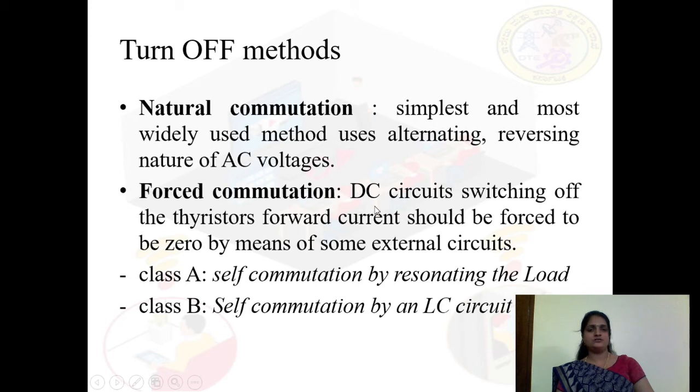In forced commutation, the DC circuit switching off the thyristor requires the forward current to be forced to zero by means of some external circuit. These external circuits are class A and class B. Class A is referred to as self-commutation by resonating the load. The second one is class B, which is self-commutation by an LC circuit. We'll discuss one by one.